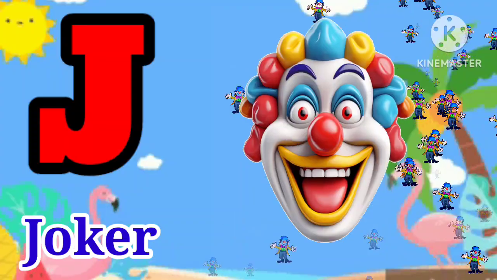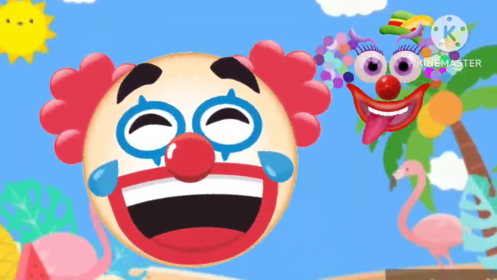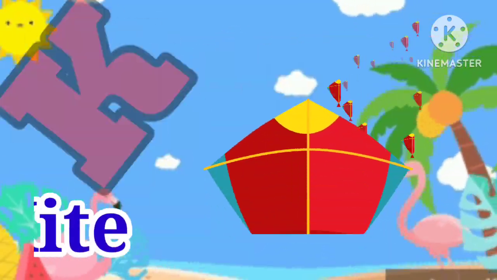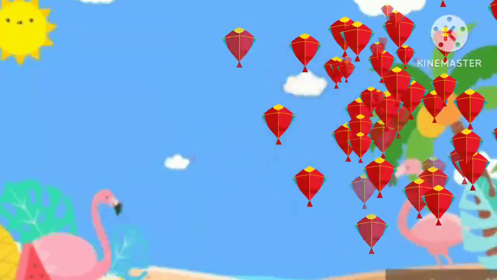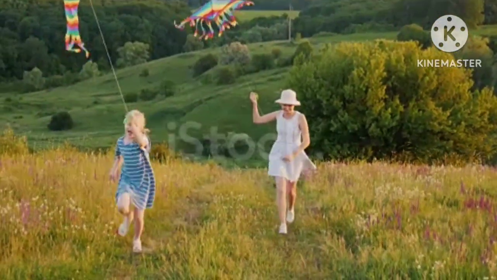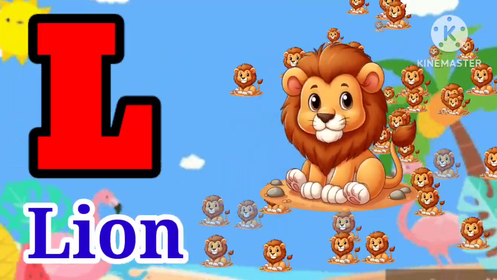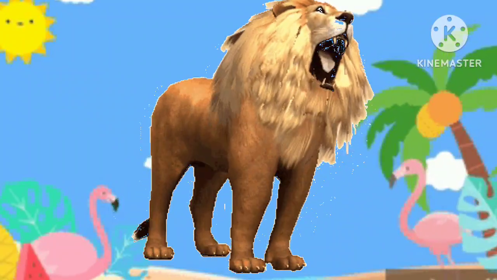J for joker. Joker means? Joker. K for kite. Kite means? Patang. L for lion. Lion means? Sail.